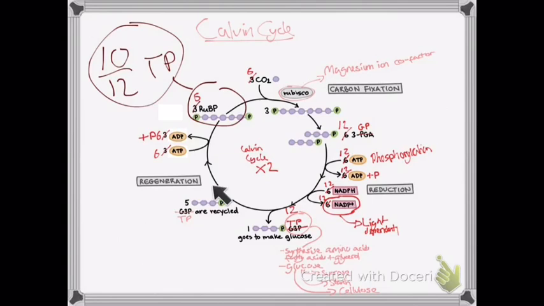The rest is regenerated here, or resynthesized into RUBP by phosphorylation. Okay, so triose phosphate's recycled. That is the Calvin cycle.